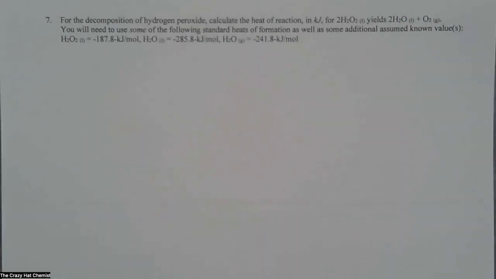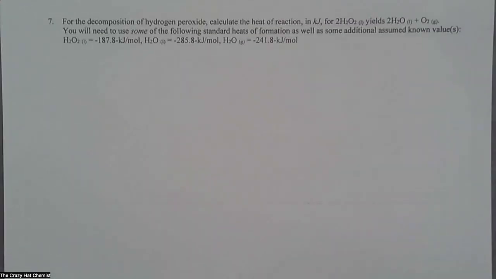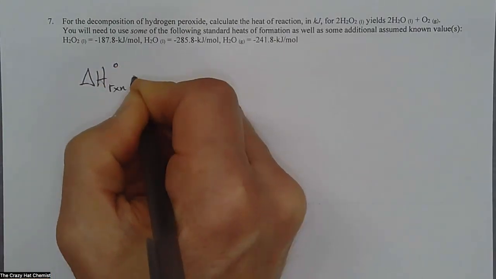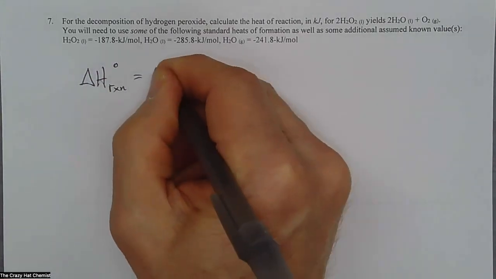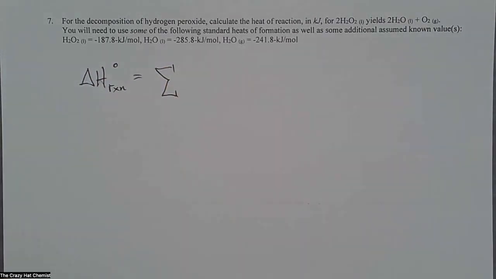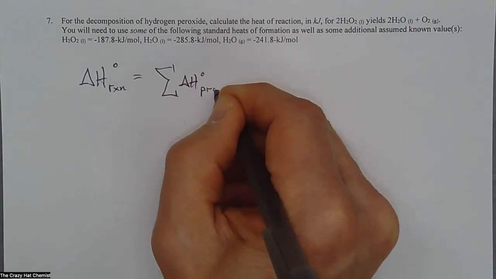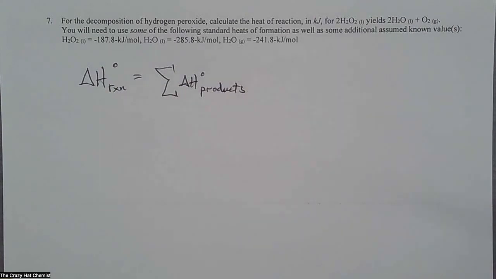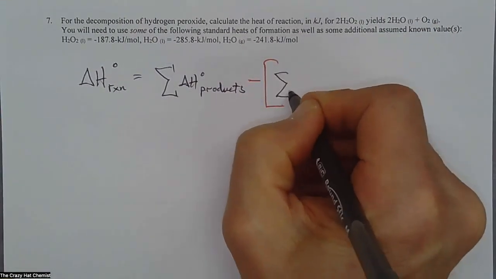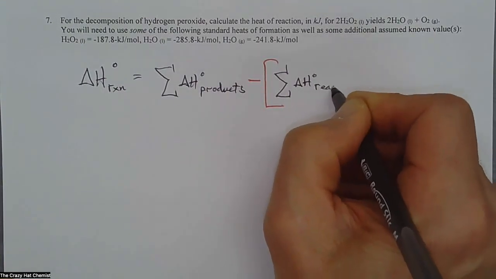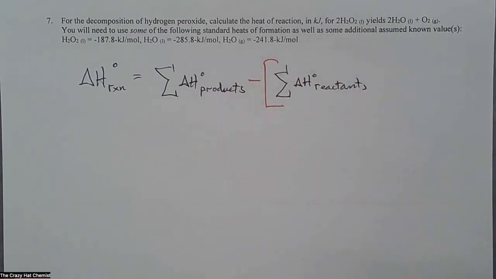Okay, let's see if this is focused a little bit better. There we go. All right, so delta H for the reaction under standard conditions is equal to the sum of, let's see if we can do that sigma, the delta enthalpies for products minus the sum of the delta change in enthalpies for the reactants. Okay, so this is the equation that we're using.